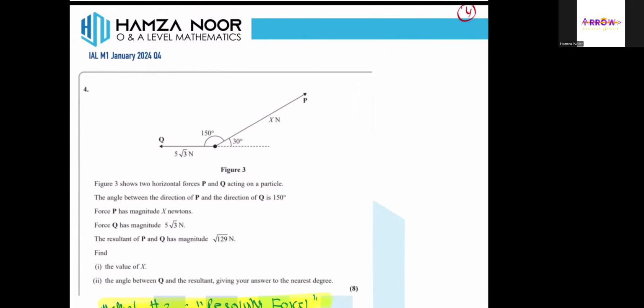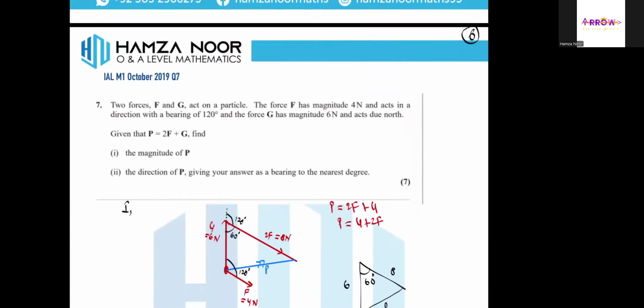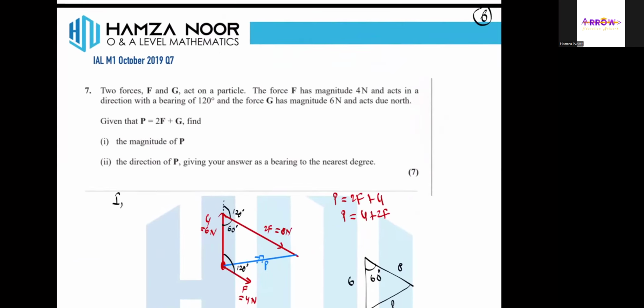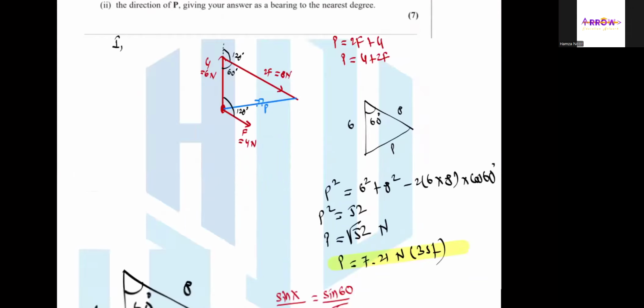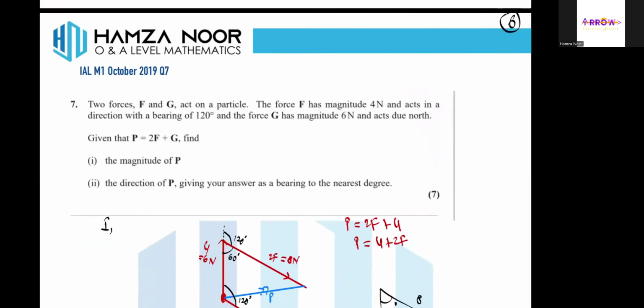So now let's move on to the next question. All right, so the next question is October 2019, question number 7. Okay, I've solved this question in only one approach over here, which is basically the head to tail rule.